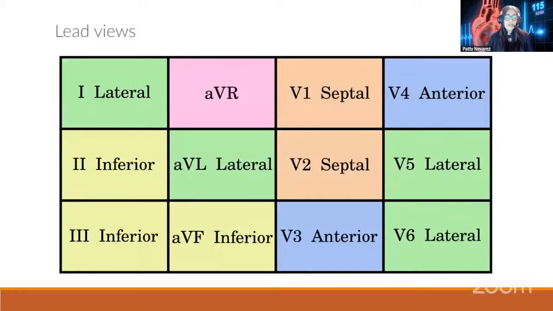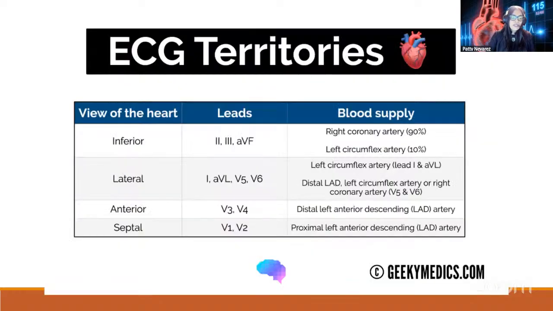Now the lateral, let's take a look at the lateral one. So it's lead 1, because remember that lead is looking at the left side. aVL is also on the left side. And V5 and V6 have a prime view of that side as well. So therefore, they're going to be looking at the circ mostly, the very distal part of the LAD, and a little bit of the right coronary, the RCA, depending on how that RCA is in every patient. And you have to remember that every patient is different. They all have different anatomies.